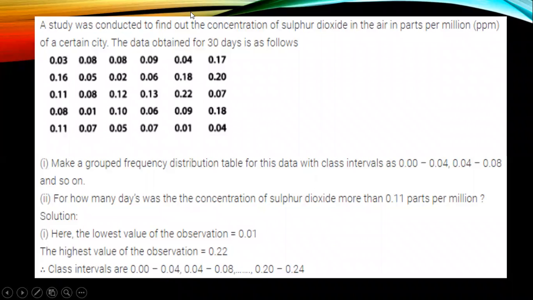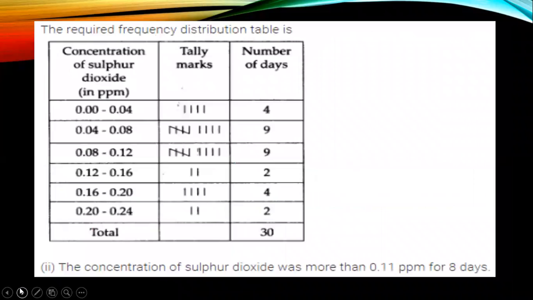Now, the lowest value in the observation is 0.01 and the highest value in the observation is 0.22. Hence, we can come up with the conclusion that the class intervals can be 0.00 to 0.04, and so on as mentioned in the question. Now, if you look at the group frequency distribution table, we get the observations in the form like 0.00 to 0.04. The concentration was so for 4 number of days. And so on. From the table, you'll make up the group frequency distribution table using the process of tally marks.